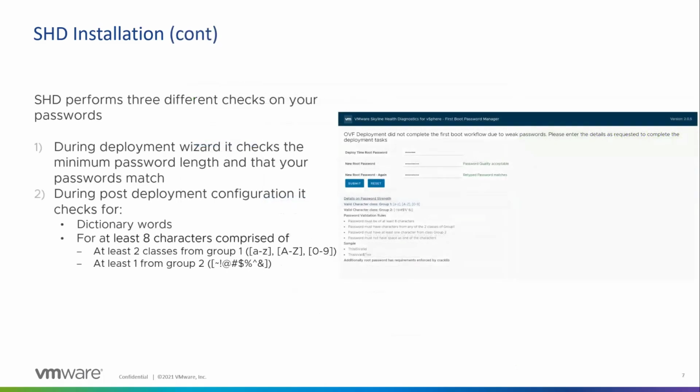Now, continuing on that password check. There's really three different checks that occur on your passwords here. The first one that I mentioned is the deployment wizard. It checks the minimum password length and that your passwords match. That's pretty straightforward. During the post-deployment configuration, it does additional checks. It checks for dictionary words using cracklib. And then it also looks at some password complexity requirements. So you need some upper and lower case characters and numbers, as well as some special characters. So just be aware of that.